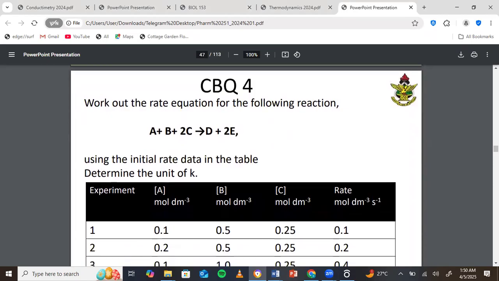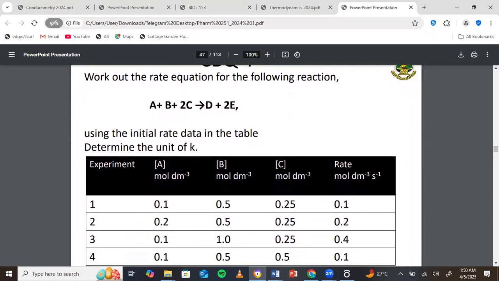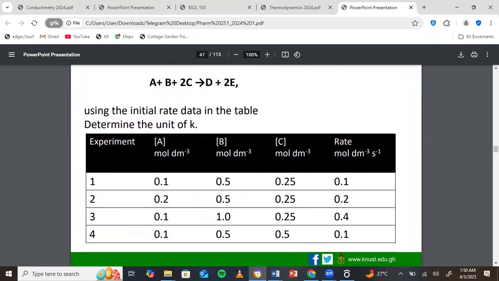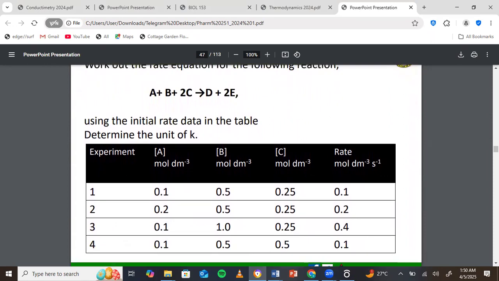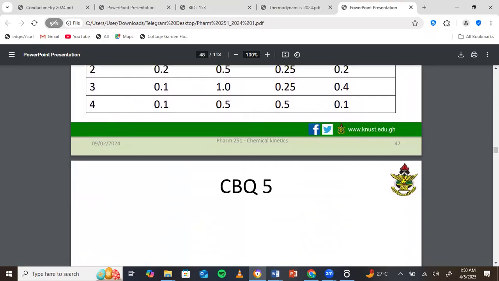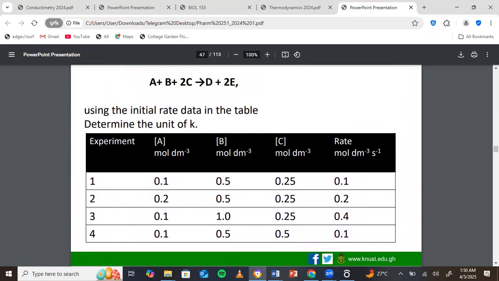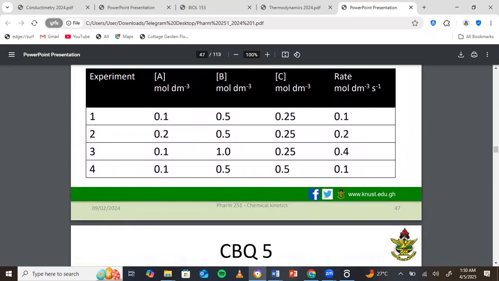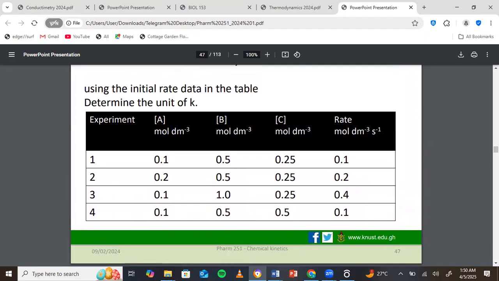Now, confidence building question 4. We have this reaction, and we are supposed to determine K. Before we can determine K, we have to first find the rate law, the differential rate law. Once we are done finding the differential rate law, then we can find the value of K. So let's try this question quickly.